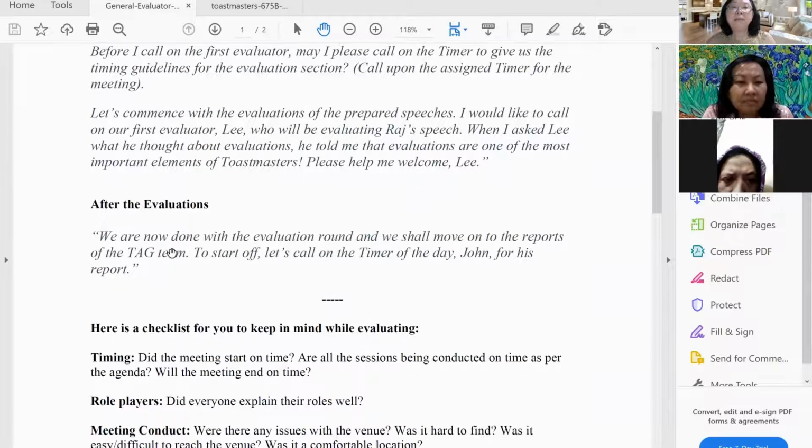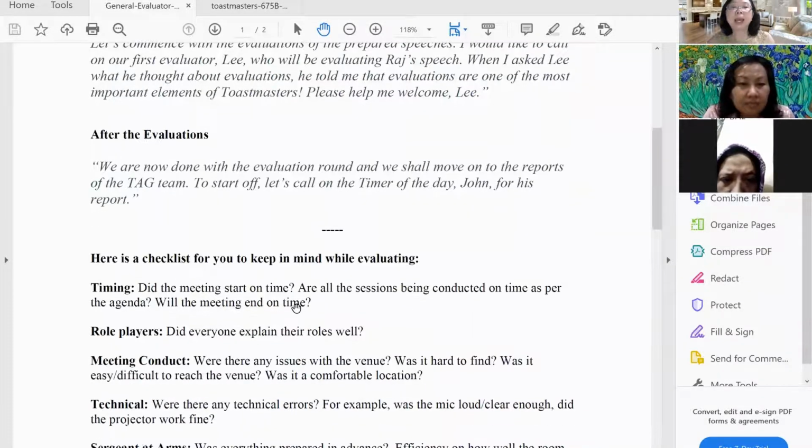And then after the evaluation: here we are now done with the evaluation round, and we shall move on to the reports of the timer, counter, and grammarian team. To start off, let's call on the timer of the day, and so on.